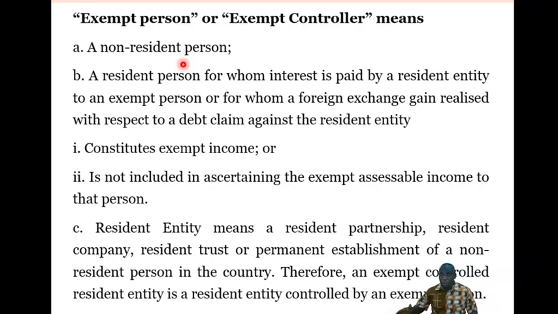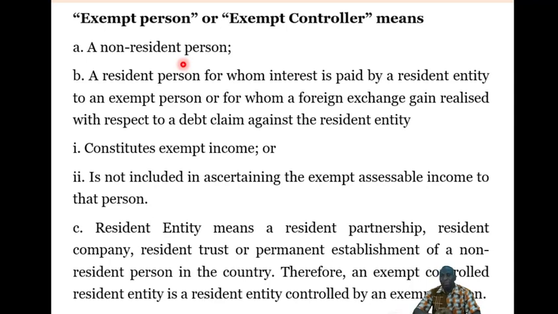So the moment you are given a question and you have a non-resident person who has 50% or more voting power in a resident entity, then you have established those two relationships. There will be an exempt person, and there will also be an exempt controlled resident entity. If the exempt person has less than 50%, please, thin capitalization does not apply. You must have 50% or more voting power. So that's the meaning of an exempt person.